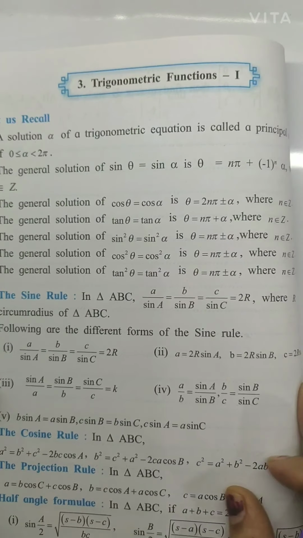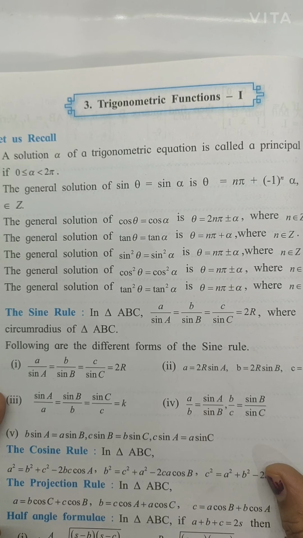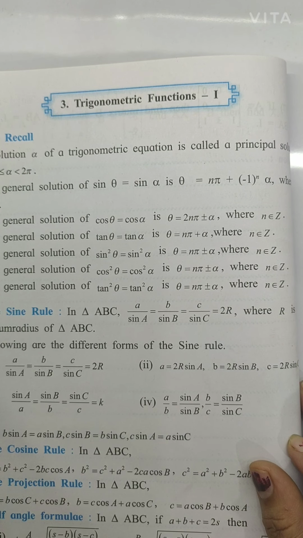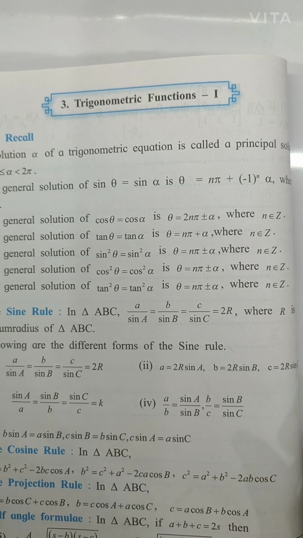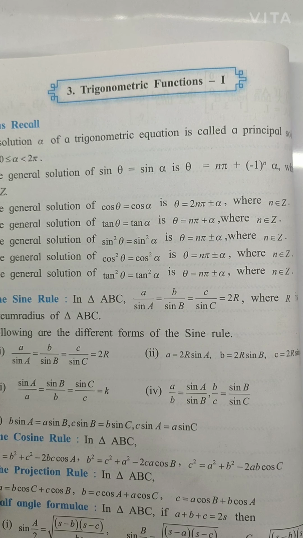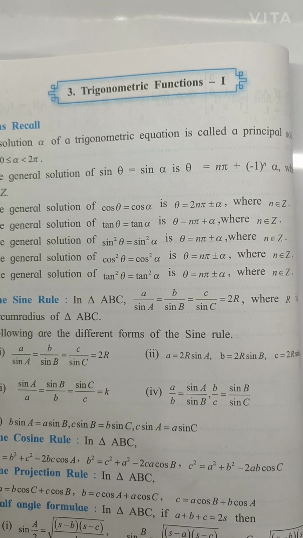Now a few more general solutions are given. For cos theta equals cos alpha, the value of theta is 2n pi plus minus alpha, where n belongs to z. Now the third one is tan theta. If you have tan theta equals tan alpha, its value you can take in the form theta equals n pi plus alpha, where n belongs to z. Keep in mind, n belongs to z is a must for writing.